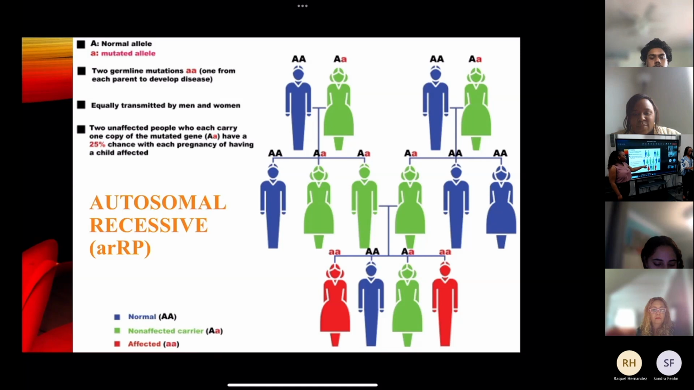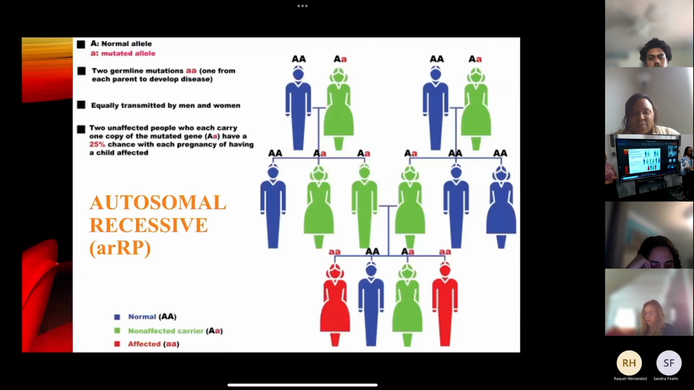That son who is a carrier and daughter who's a carrier, they get together. They have 4 children. They have a daughter and son who inherit two of the mutated alleles and are affected. They have a daughter who's a carrier and a son who's unaffected.